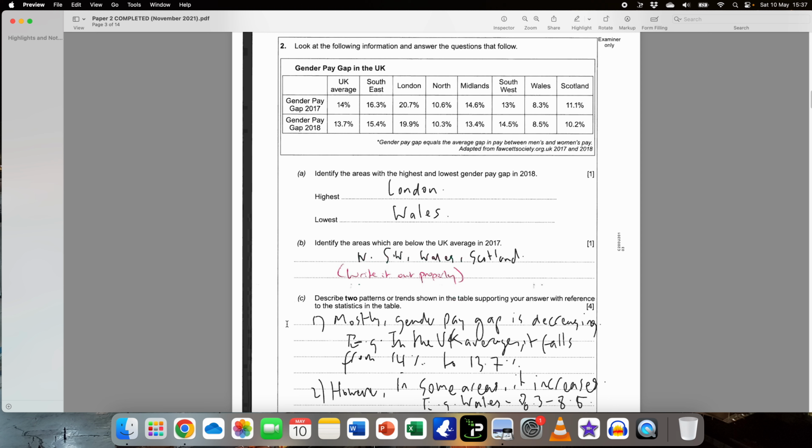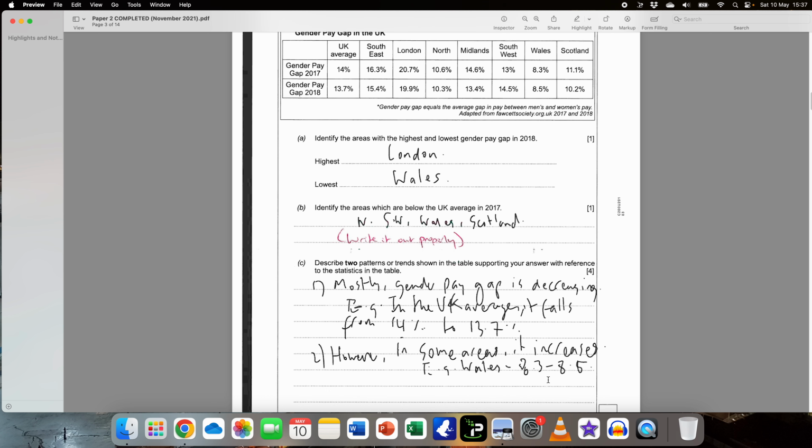You can also say, however, because this is another pattern in this data, some areas have increased in the gender pay gap. And as I've mentioned, they are Wales, which went up, the Southwest, which went up, and Scotland, which went up. And you can name them and give their statistics. So you have to be careful about which two trends you talk about, okay? You need to make sure you can look at the trends, look at the patterns, and pick out two things that are going on in the data. Right.